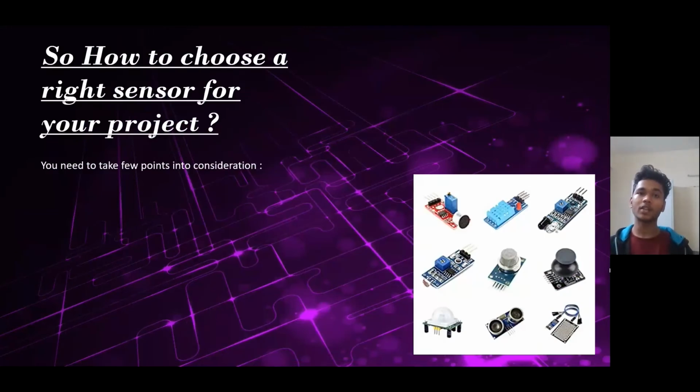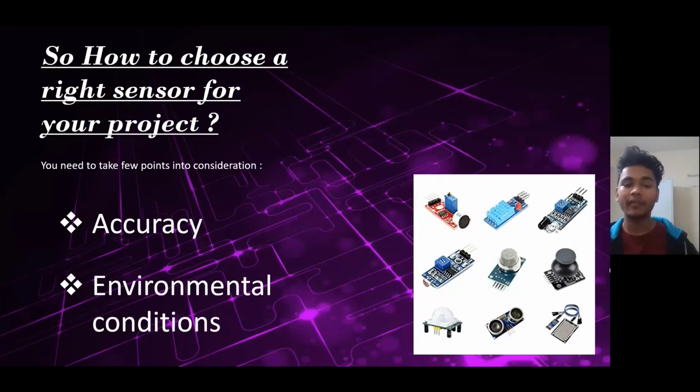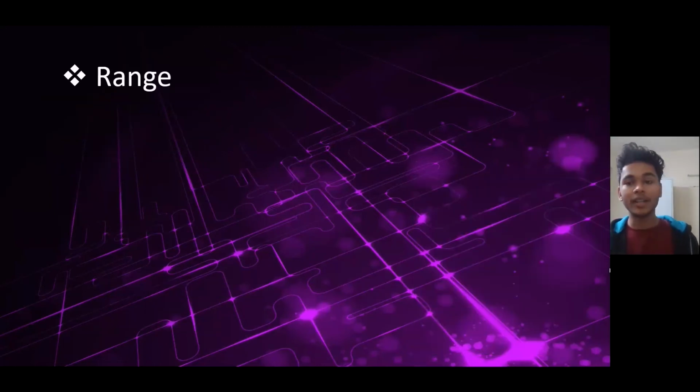So when there are so many different types of sensors with different properties, how do you choose the right sensor for your project? You need to take many factors into consideration. Some of them are the accuracy of a sensor, and the environmental conditions in which a sensor is used, as the output may vary in relation to that. Other than that, you also need to take into consideration the range. Some sensors work for short range, and some work for long range too.